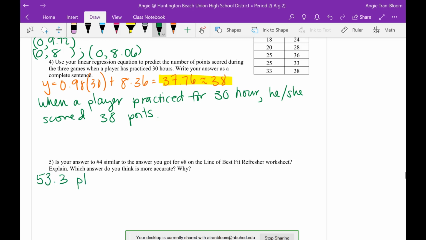53.3 points, so 50, huh? 50. Oh, 50. Thank you, Hannah. See, I'm just old, Hannah. Okay, so that's about 50 points. Okay, that's a lot higher than what we got by the calculator.